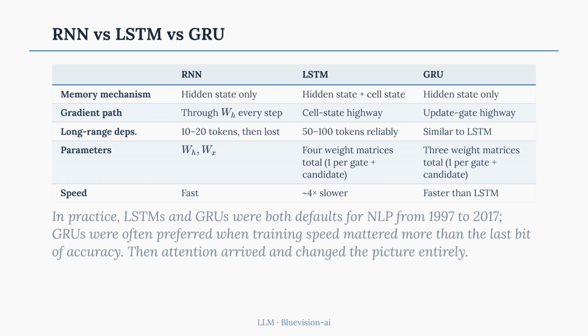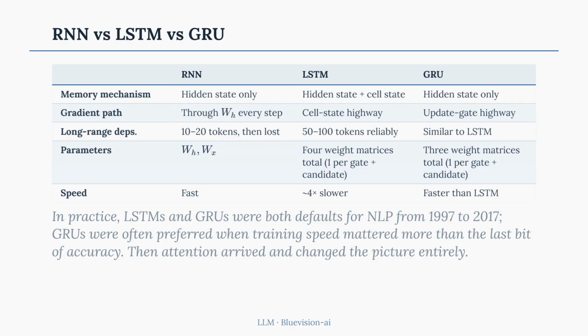In practice, LSTMs and GRUs were both defaults for NLP from 1997 to 2017, 20 years. Speech recognition, machine translation, language modeling, question answering, both architectures were everywhere. And teams often reached for the GRU first when training speed mattered.